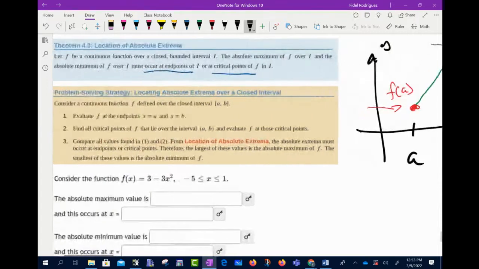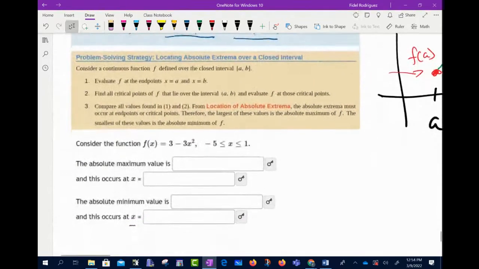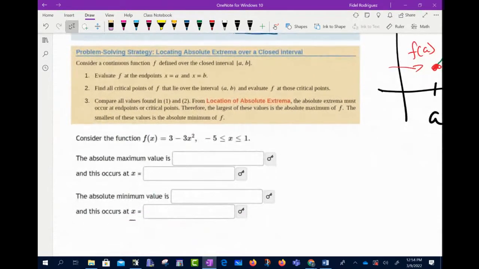Okay? So let's take a look here. So this is how we're going to do the problem. So it says consider a continuous function f defined over the closed interval from A to B. Step number 1 says we're going to evaluate f at those endpoints A and B. And then part 2 says we're going to find all critical values of the function that lie over that interval, and we're going to evaluate it at those critical points, and then we're going to compare values. Okay, so let's go through the steps.